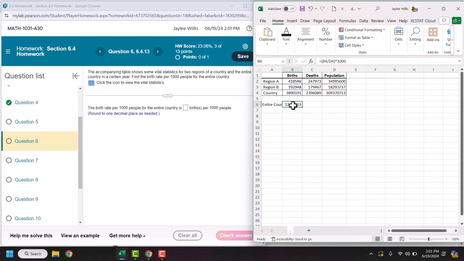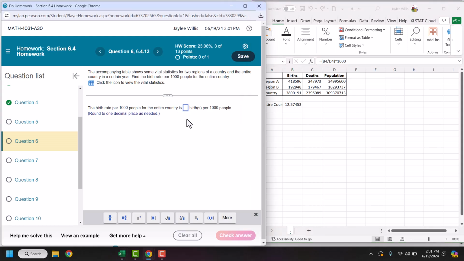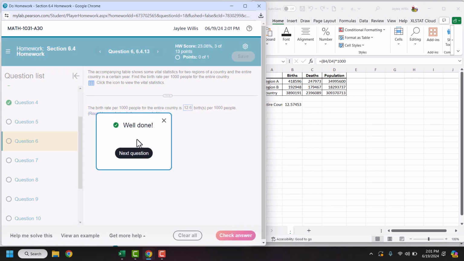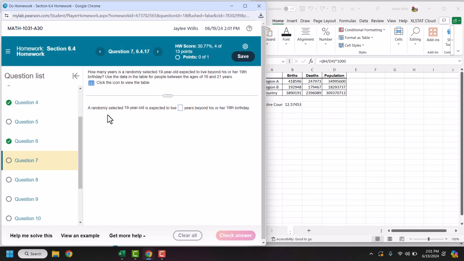And this is more of a useful number than if I had left off the 1,000 piece because it doesn't really make sense to look at how many decimals of a birth are happening per person. It's much more reasonable to look at a larger group of people, like 1,000 people. So it said round to one decimal place, so I'll make that 12.6. And that's how you do that question.